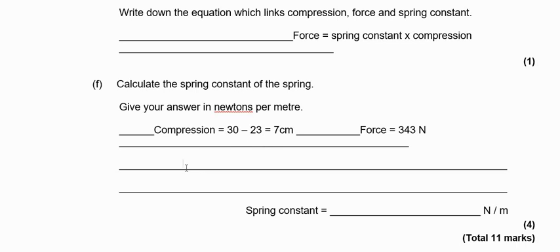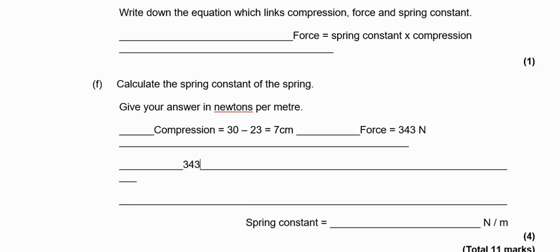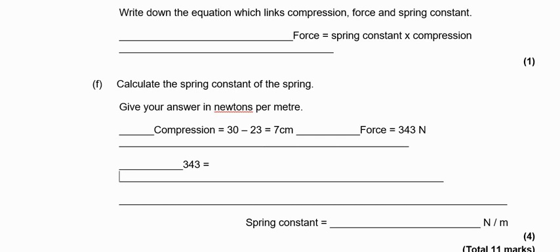Now we have enough information to substitute the numbers in. 343 newtons is equal to the spring constant multiplied by 7 centimeters. Now, there is one additional problem here. It wants the answer for spring constant in newtons per meter. And that means we're going to have to put newtons and meters in. So this centimeters needs to be converted into meters.